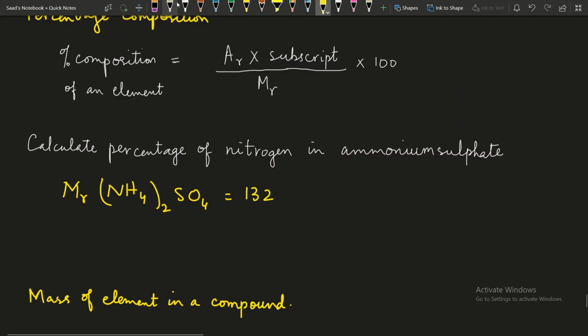All right, just write the values over there in the formula. Percentage of nitrogen would be: the atomic mass of nitrogen is 14, AR for nitrogen is 14, and its subscript is how much? Its subscript is 2, divided by 132, multiplied by 100. So this is how you can calculate the percentage of any element in its compound, and it would be 21.21%.